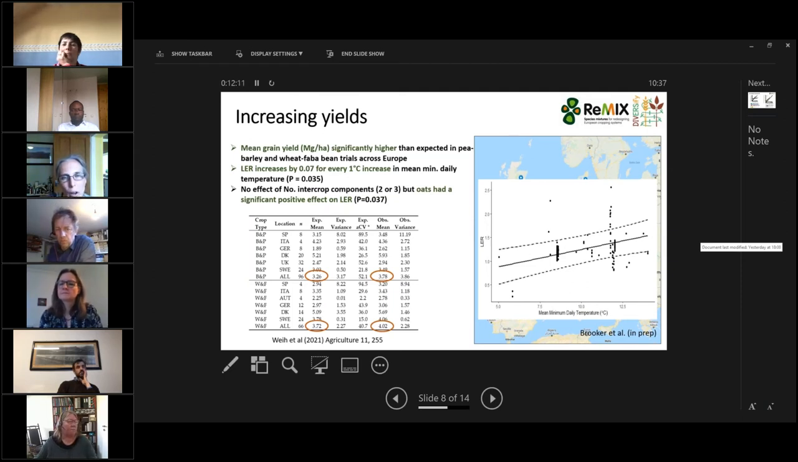Interestingly, we also discovered that oats grown with legumes had a significant positive effect on the land equivalent ratio. All of these trials shown here included legumes in the intercrop.